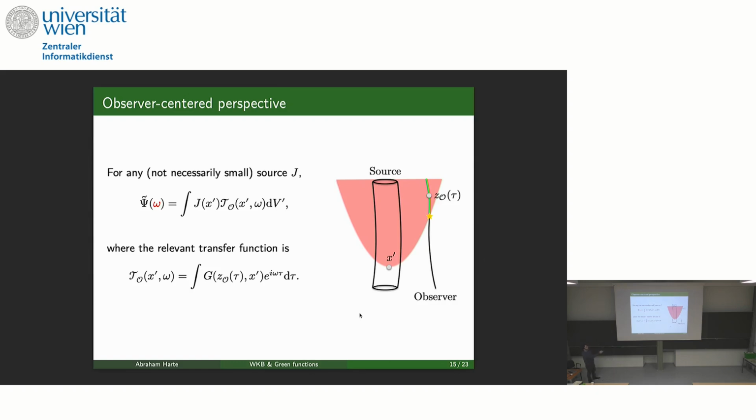So here I can allow arbitrary sources. They can be extended sources. And I can say, all right, suppose that I now have my observable, again, on the observer's world line, and now I take the Fourier transform of that, so I'm looking at the spectrum of this observable, and this thing is going to be an integral of now the source, J, against some different transfer function. I'm calling it T_O, so the observer-centered transfer function. This thing depends on basically a source point x prime and a frequency. So this thing ends up also being a Fourier transform of the Green's function, but with a different arrangement of arguments, so a different Fourier transform.